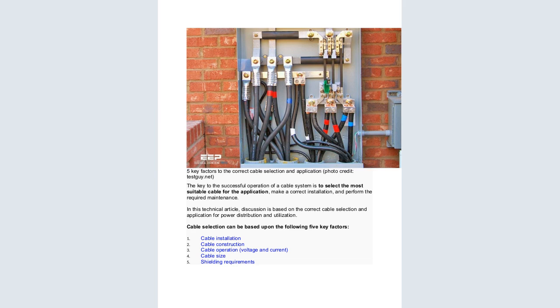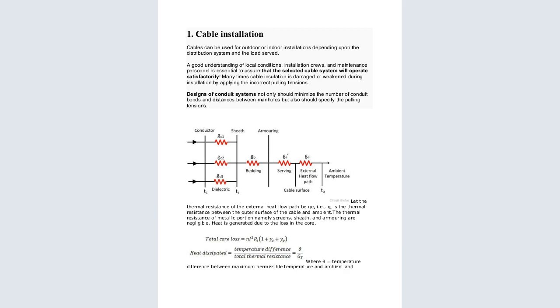So cable selection can be based upon the following 5 key factors. We are now on the factors that affect the cable selection. We have the cable installation, the cable construction, the cable operation, that is the voltage and current, the cable size, and the shield requirements.